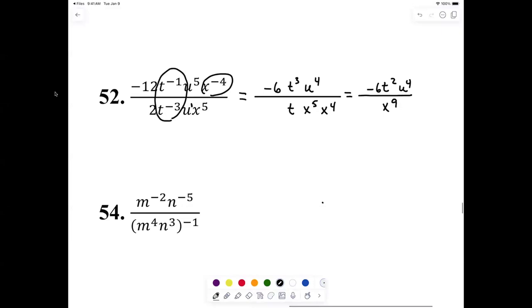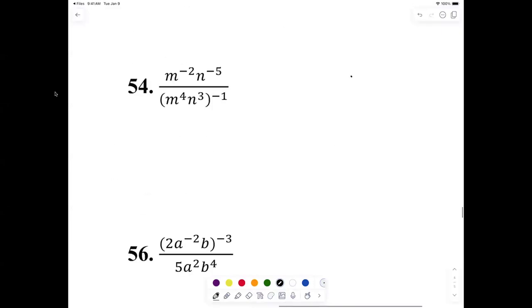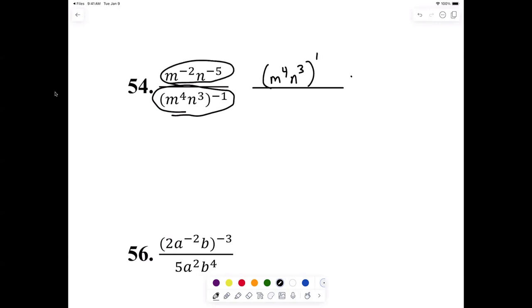All right, Leah, so with 54, please pay attention on 54. Does everybody agree? This right here is to the negative 1. So all that's got to go on the top. So I make a fraction bar. So m to the fourth n cubed. Now, if I put a to the first power, does that matter anymore? And then all of these go where? So that's going to be m squared n to the fifth.